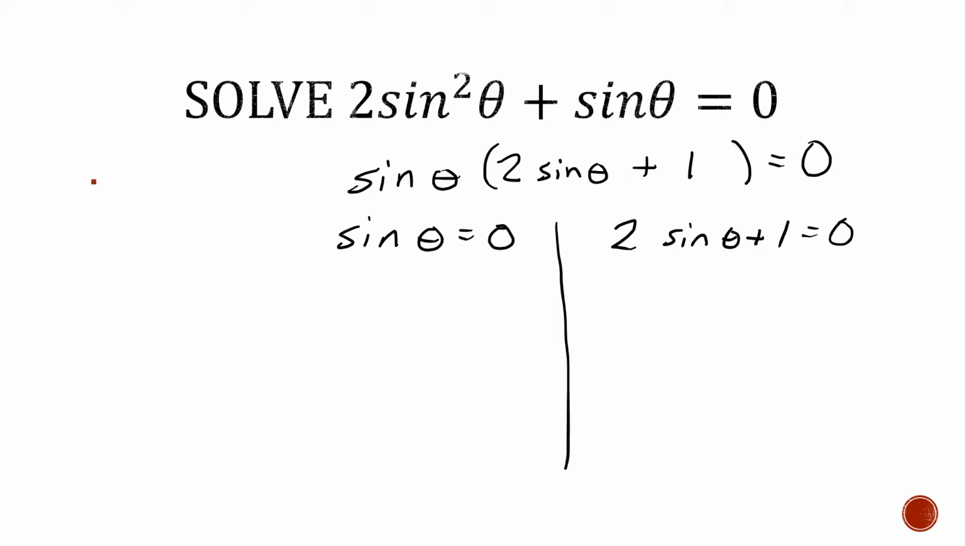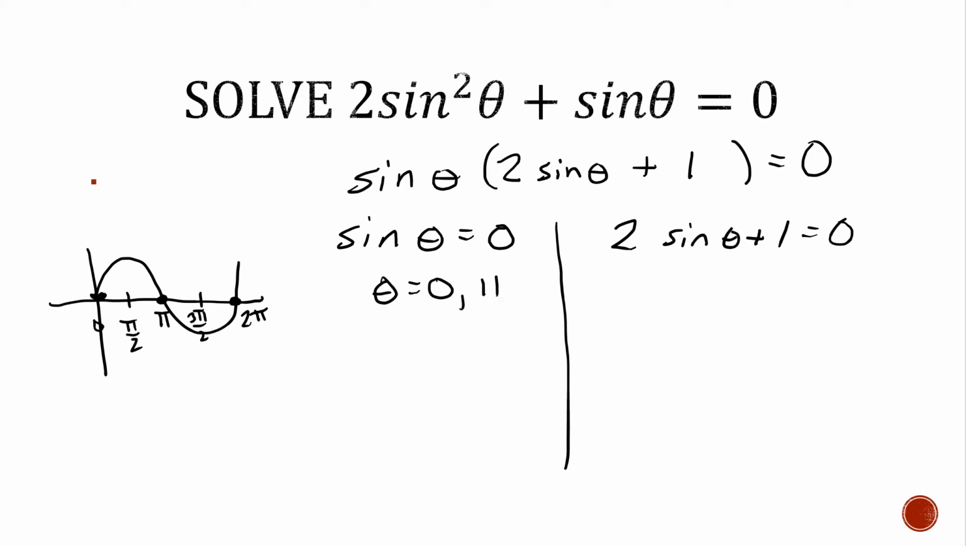On this first one, I'm going to need the graph because I don't have a memorized value to know where sine is equal to 0. So I know that my sine graph does this. I have a 0 here and here. I also have one here. That's going to be at the 2 pi. Remember first, third, and fifth. All right, so I have answers at 0 and at pi.